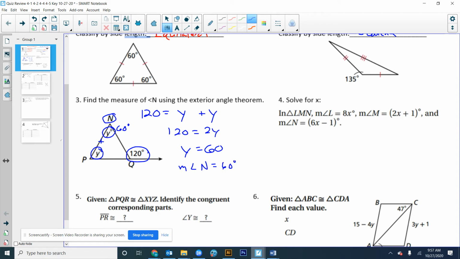For this one, did you notice L, M, and N were the three angles in the triangle? What do the three angles in the triangle have to add up to? 180. Good. Eight x, 2x, and 6x make 16x. 1 and -1 make 0. Divide by 16. X is 11.25. Is that right?